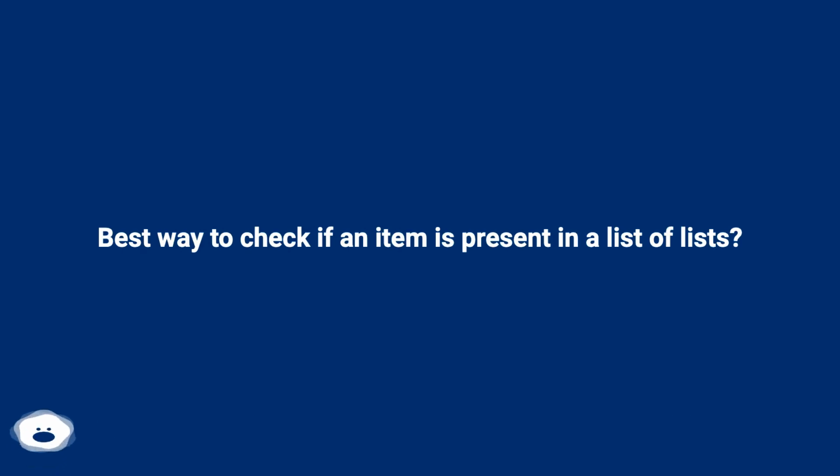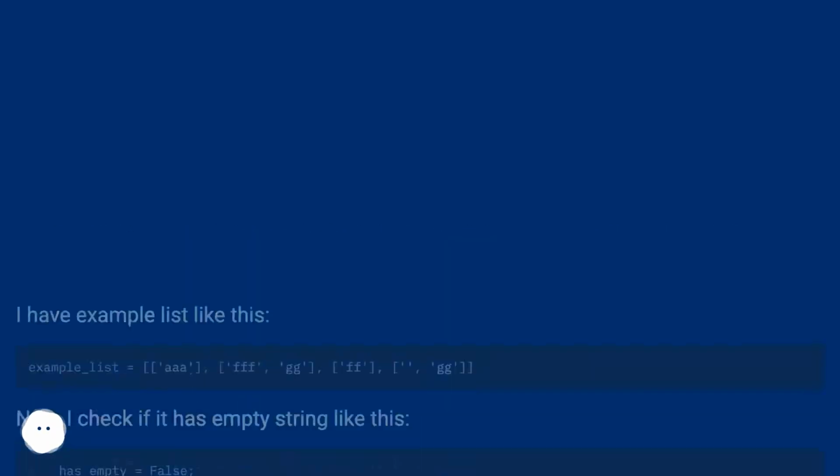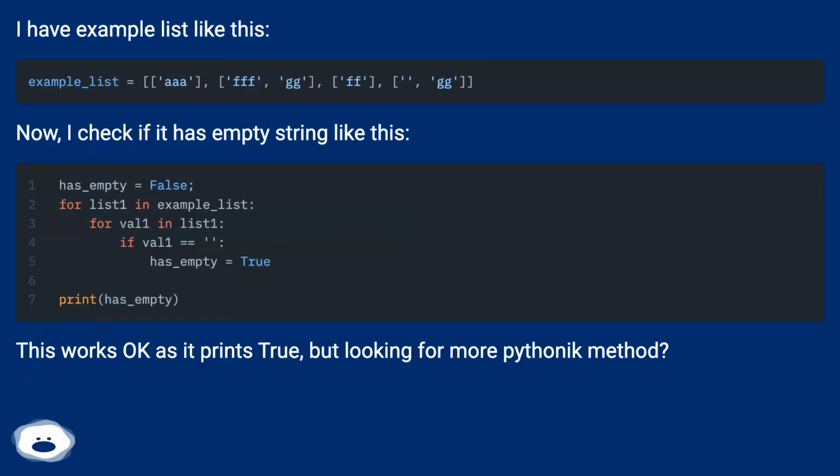Best way to check if an item is present in a list of lists. I have an example list like this. Now, I check if it has an empty string like this. This works okay as it prints True, but I'm looking for a more Pythonic method.